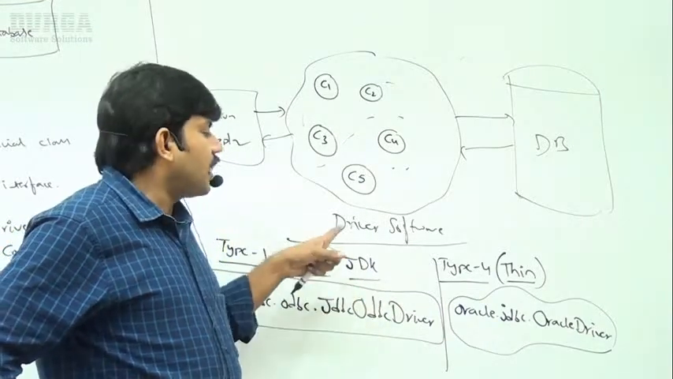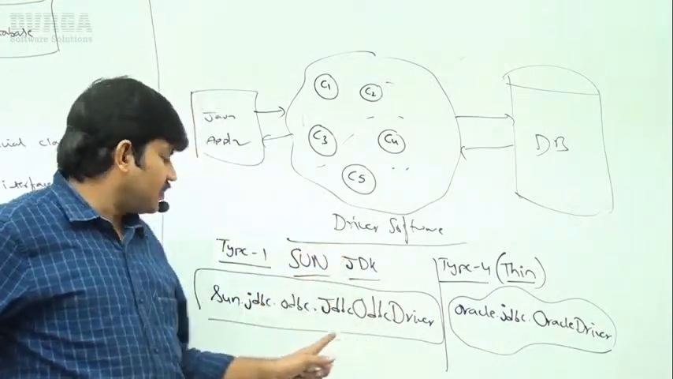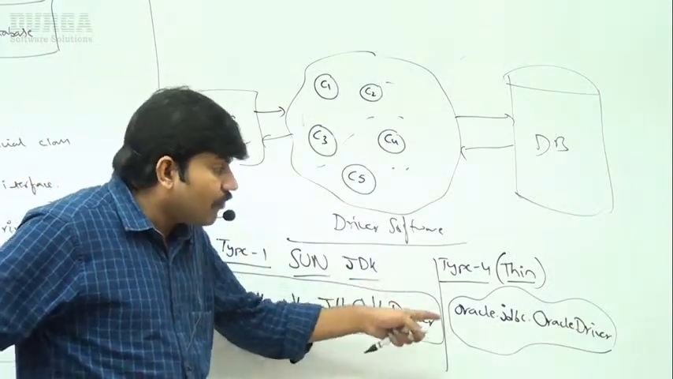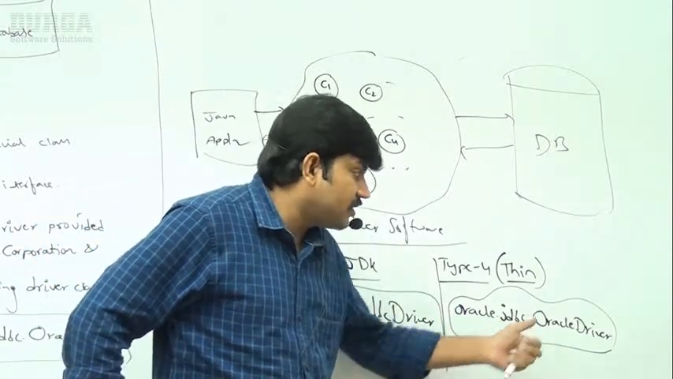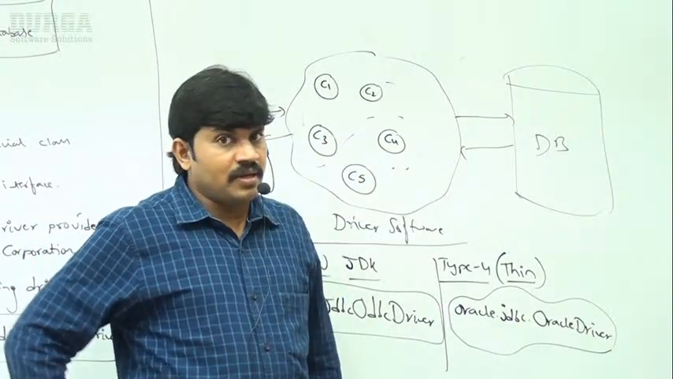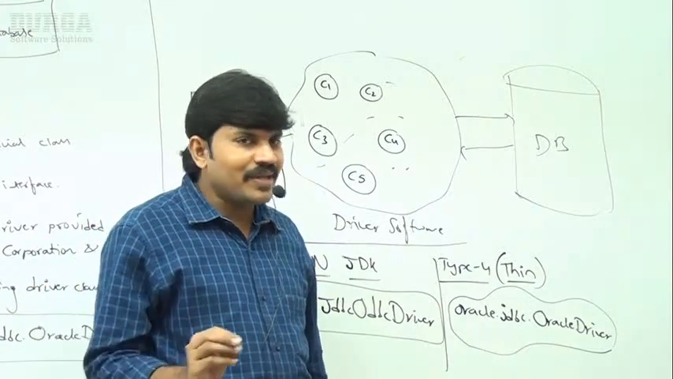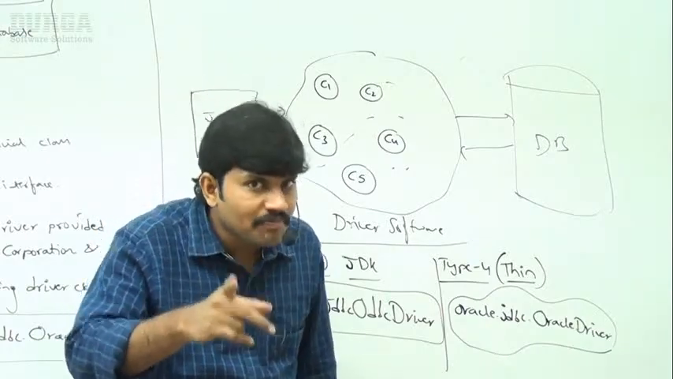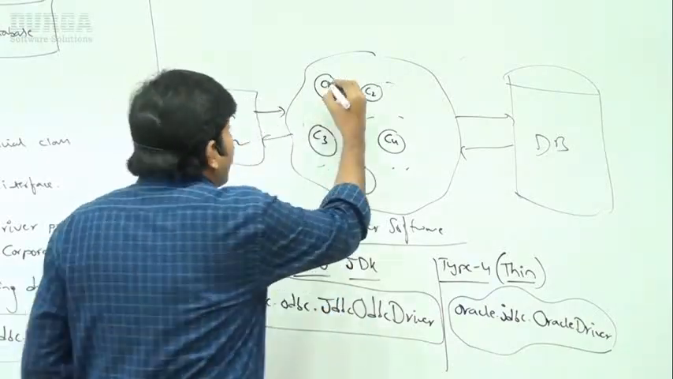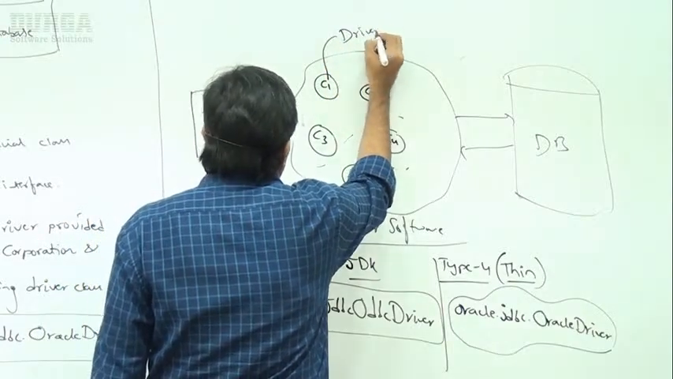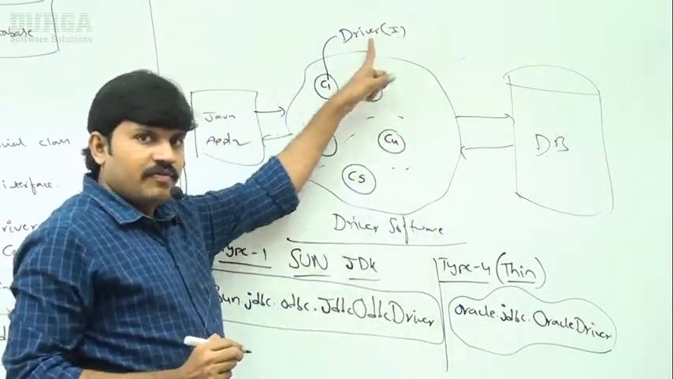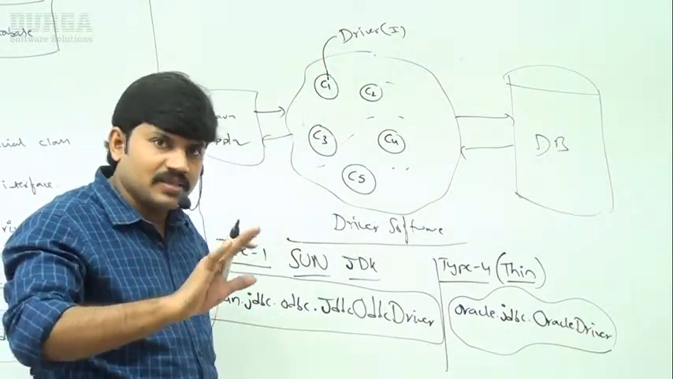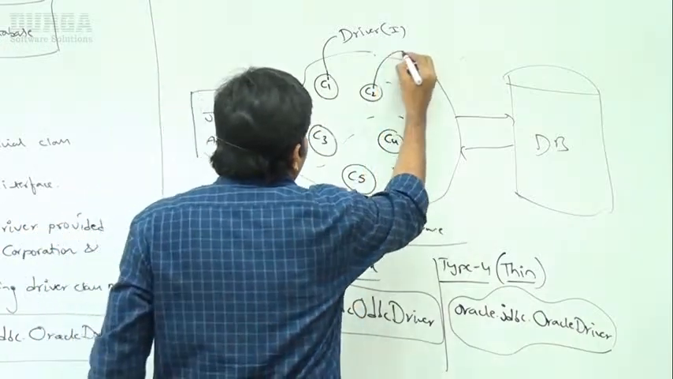For example, for the type 1 driver software, the corresponding driver class is sun.jdbc.odbc.JdbcOdbcDriver. For the type 4 driver, the class name is oracle.jdbc.OracleDriver. Just observe, the driver software is there, and the driver class is also there, right? This driver class is the implementation class of the Driver interface. We have the Driver interface, and for that the implementation class is there. This implementation class is called the driver class.